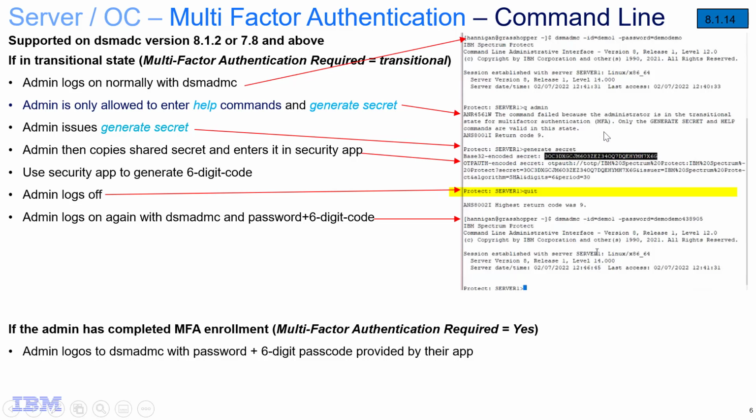They will log off of the Spectrum Protect admin command line, and next time when they log back on, they will enter their Spectrum Protect administrator ID, their normal Spectrum Protect admin password, followed by that 6-digit code. Then that will allow them to log on and issue all the commands.